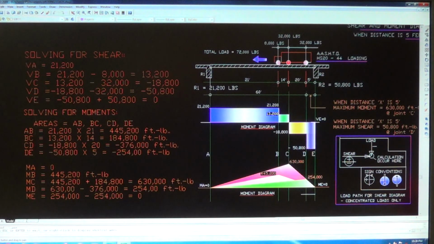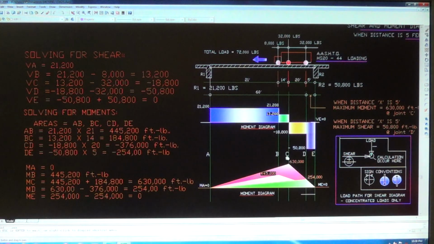All these moments are carried over. The moment here is not just this one, it's added. You add the moment all the way up from the beginning at 0. So what is in here is 445,200. Now add this area here, the BC. So moment at C is 445,200 plus 184,800, the BC. If you look at the graph, this area added to this area is the moment over here. So the summation of these two moments is the C.